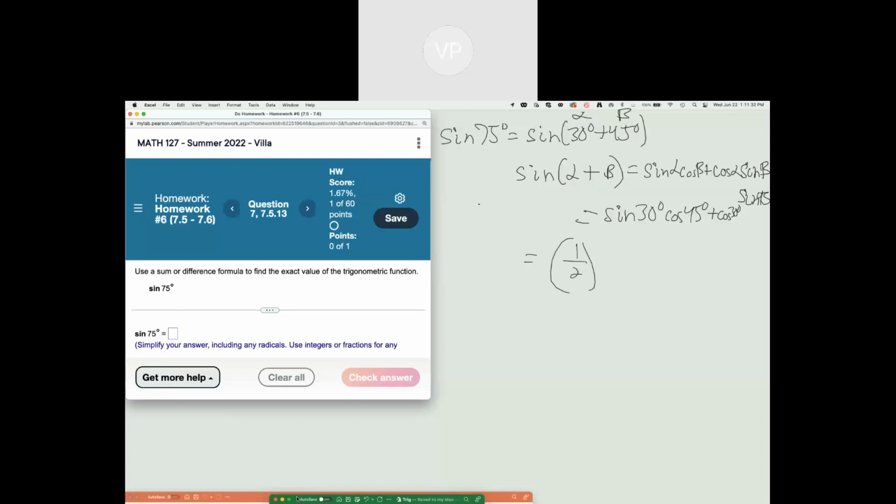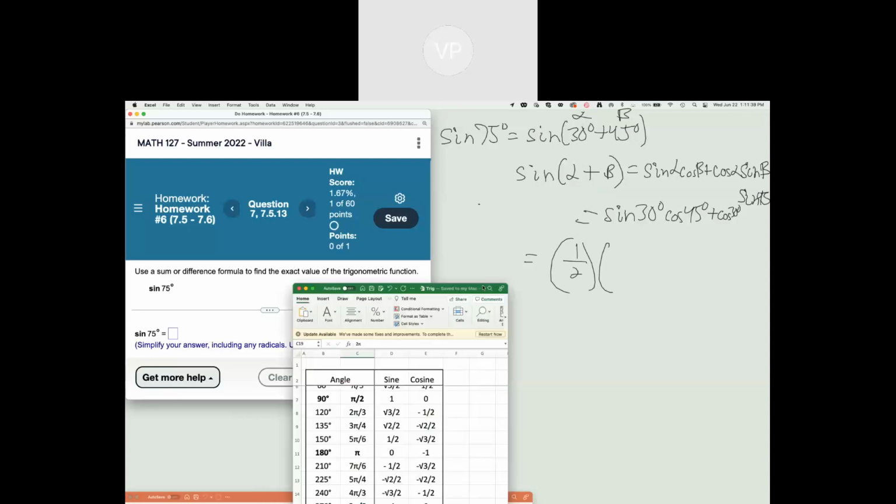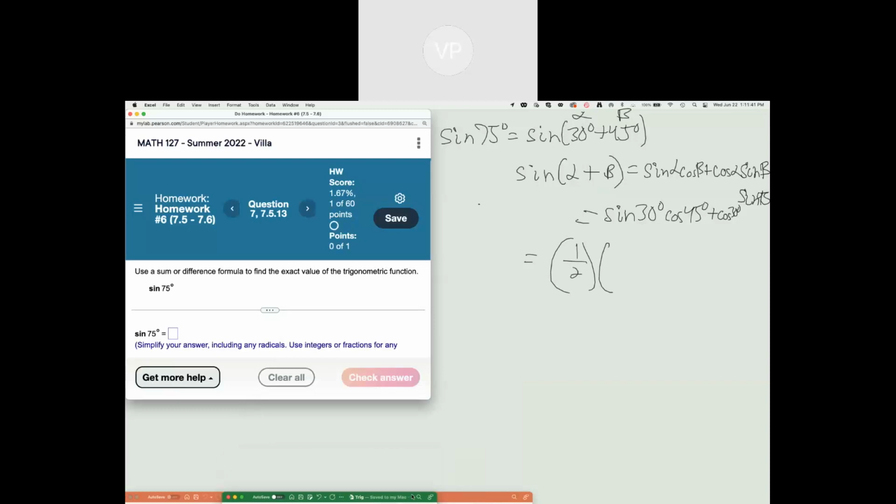Sine of 30 is a half. And what also is great about these problems, if you still have not yet memorized all those values in my table down here, you're going to get to know them pretty quick because you're going to use them. You're doing 4 of them at a time here in this problem alone.